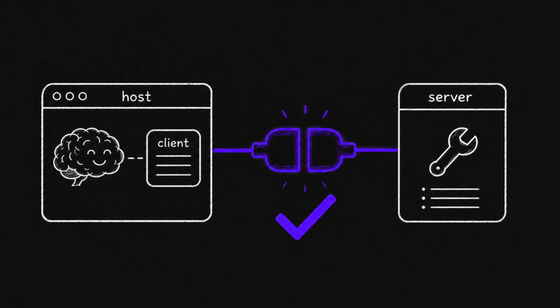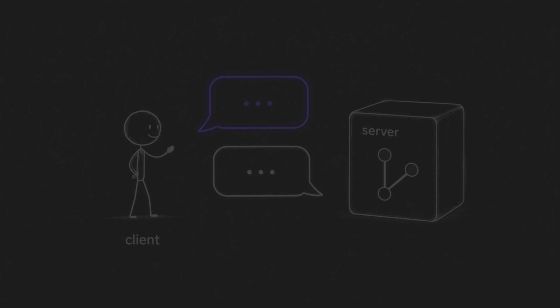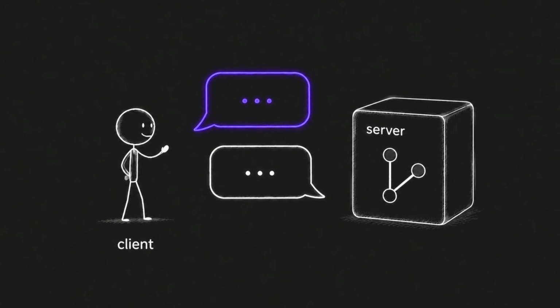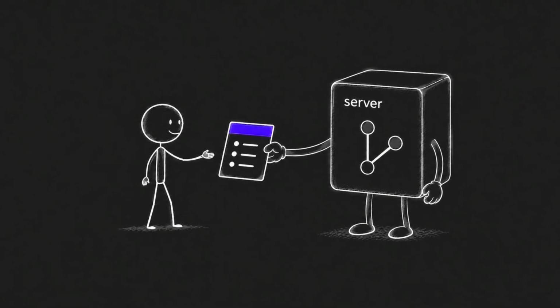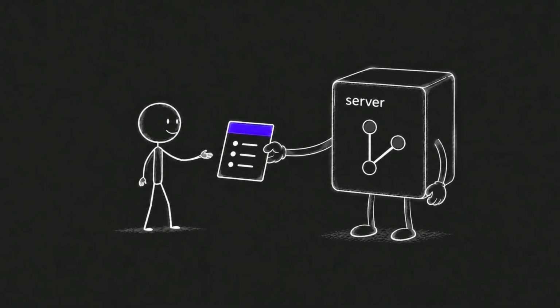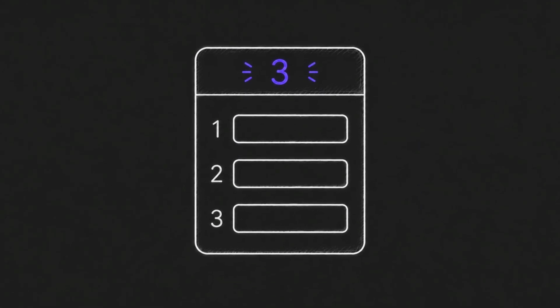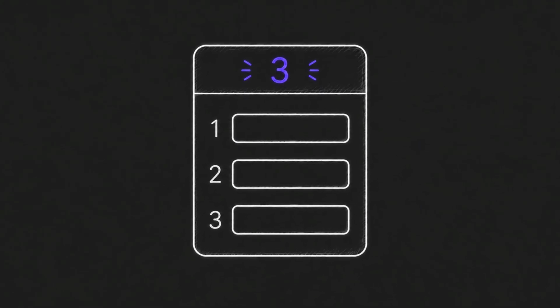That's the whole architecture. So when your AI wants to do something in the real world, the conversation is dead simple. The client asks the server, hey, what can you do? And the server answers back with a menu. Now, what's actually on that menu? An MCP server can offer 3 kinds of things.